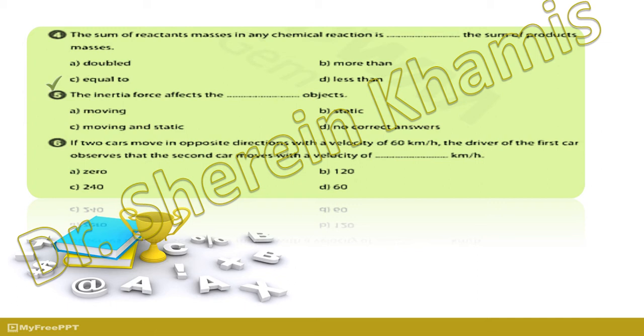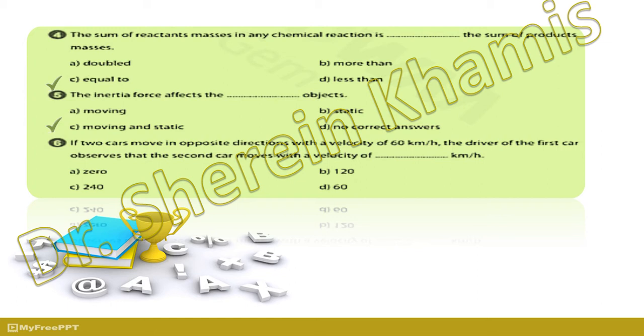If you sit on a chair inside the bus and it starts to move, you will feel that you go to the back, or rush backward. And when the car stops suddenly, you feel that you rush forward. So the effect of inertia, you feel it in both cases, in the moving and the static object. So the right answer will be letter C, moving and static.